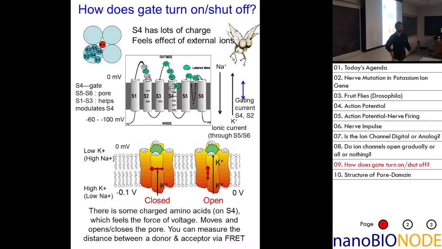Okay. So now you've gone through everything, except we want to understand the pore. We want to understand how the ions flow through. Because apparently the switch is very sensitive to whether it's sodium or potassium flowing through, right?